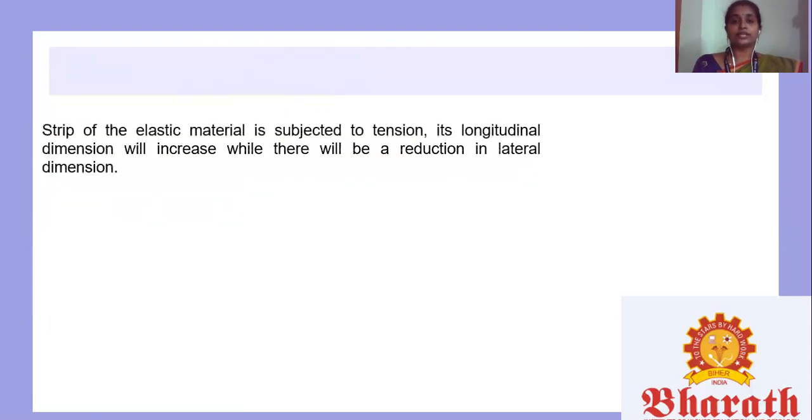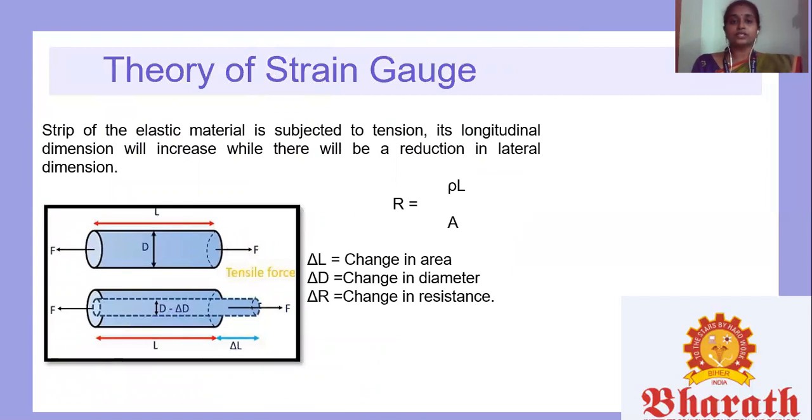Now coming to the theory of the strain gauge. If a strip of elastic material is subjected to tension, its longitudinal dimension will increase, while there will be a reduction in lateral dimension. So when a gauge is subject to a positive strain, its length increases while the area of the cross section decreases. Let us consider the strain gauge to be made up of circular wire. The wire has dimensions of length L, area A, and diameter D. Please refer to the diagram which I have given here.